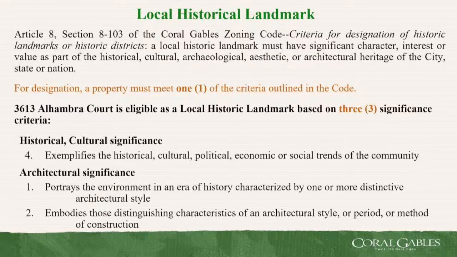3613 Alhambra Court is eligible as a local historic landmark based on 3 significance criteria. Historical cultural significance, criteria 4. It exemplifies the historical, cultural, political, economic, or social trends of the community. Architectural significance, criteria 1. It portrays the environment and era of history characterized by one or more architectural style. Criteria 2. It embodies those distinguishing characteristics of an architectural style or period or method of construction.